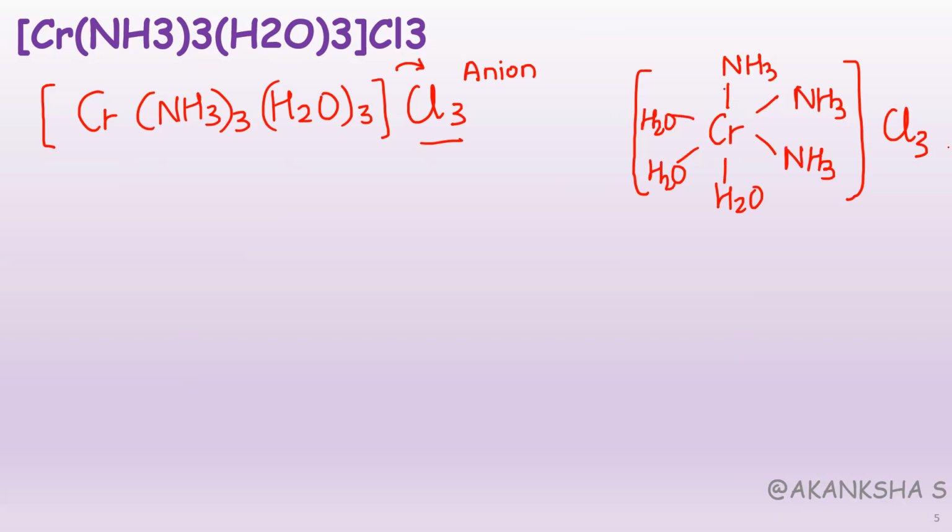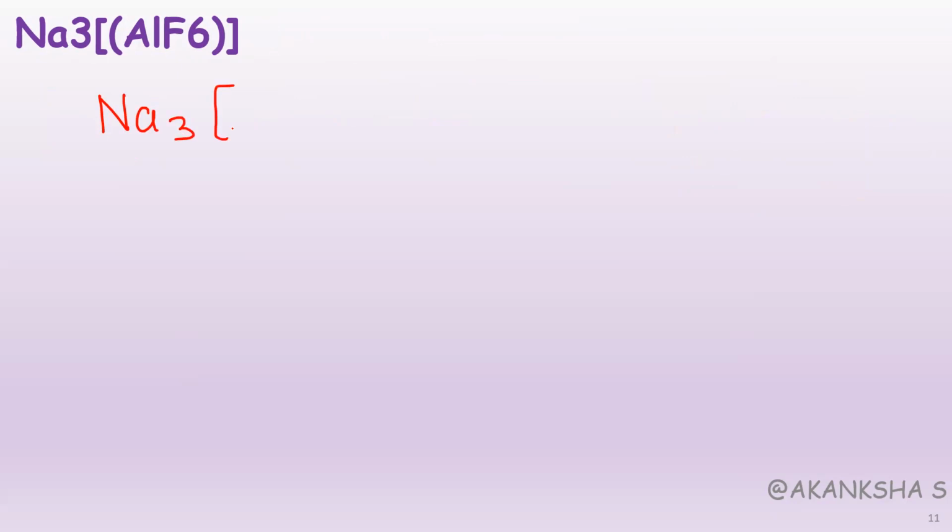Okay. Let's take one more where we can see any kind of a metal. Oh, we are seeing a cation over here, right? So this is Na3AlF6. So over here, fluorine is the ligand, whereas the sodium is before the complex. So it is bound to be a cation.